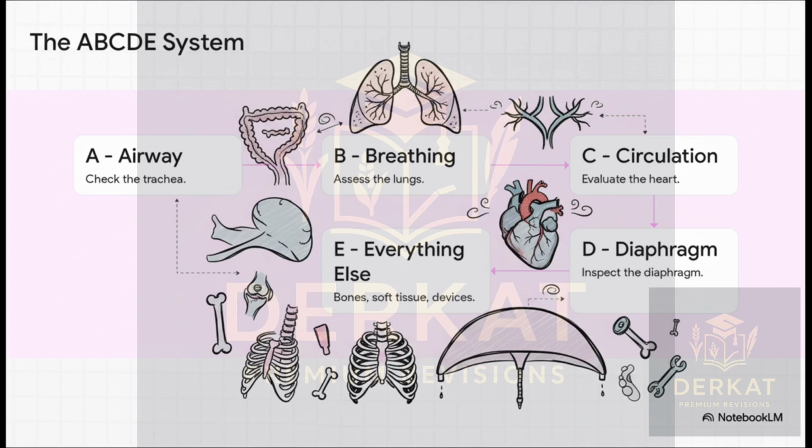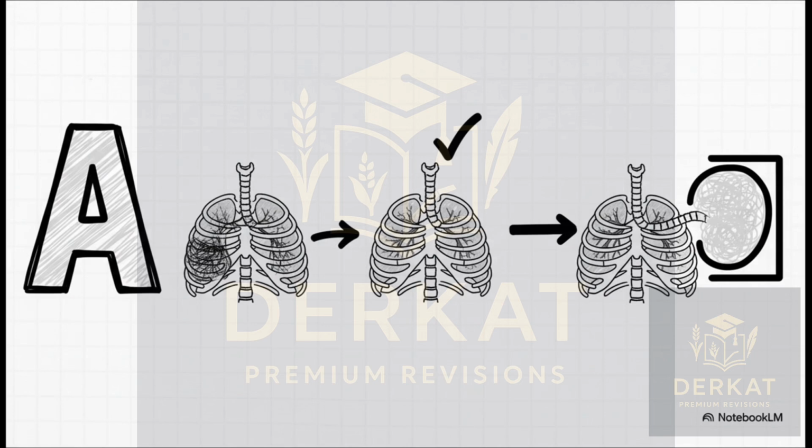We start right in the middle with the airway, and we systematically work our way out. Following this exact order builds a mental habit that stops you from jumping to conclusions and missing crucial findings. So we start with A for airway.